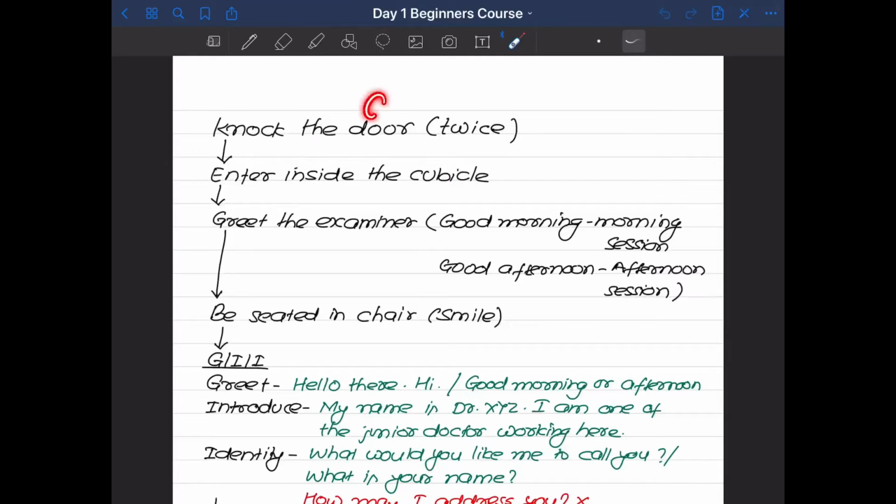Once your 90 seconds outside the cubicle reading the task is done, you will hear a GMC bell which says to enter inside the cubicle. You can directly enter, but it is always polite to knock the door at least twice. Just knock twice and enter inside the cubicle.